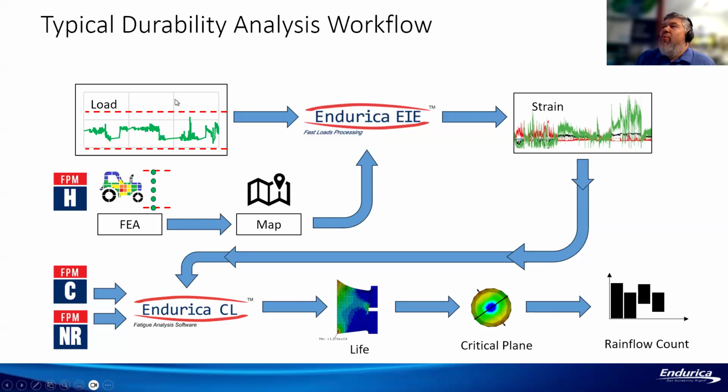In this workflow, we're taking road loads that we've recorded maybe at the track. We are running a finite element model of our part. We're using EIE to build what's called a map, and we're converting the loads into strain history on the finite element model, which we're then passing into our fatigue solver. This is material property information that's coming into the finite element job, coming into the fatigue solver. We're computing contours of fatigue life. We're looking at failure mode. We're looking at rain flow count. And so you can build these very sophisticated workflows using the components that we've pulled together.